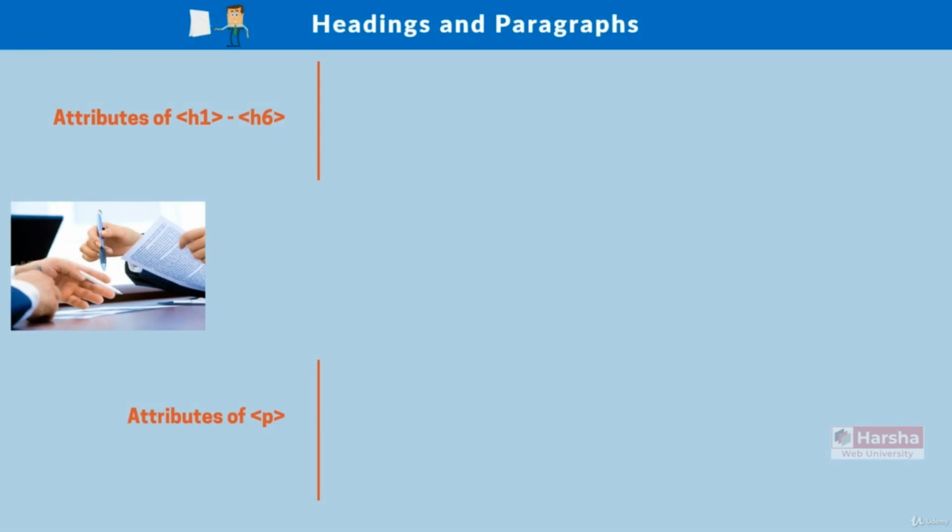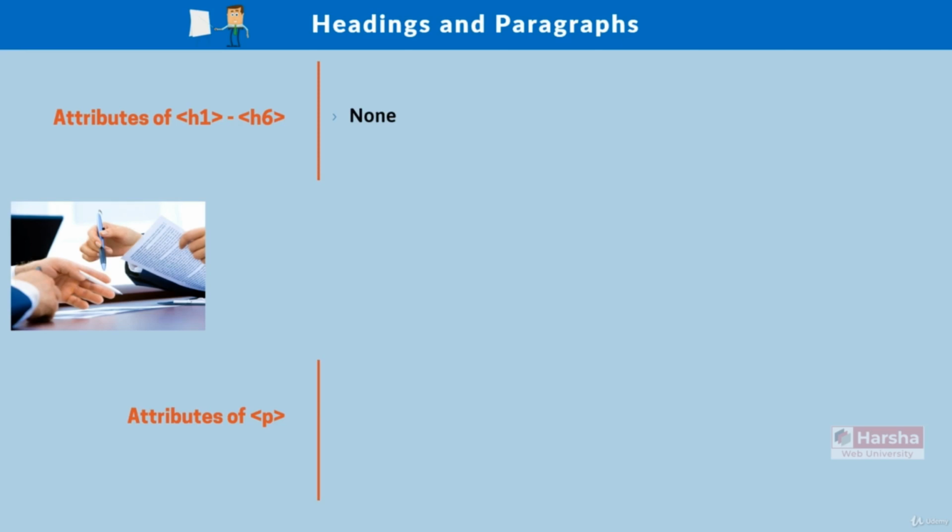Attributes of heading tags, that is H1 to H6. There are no attributes for heading tags. An attribute is a property that can be written inside the tag in order to describe how the tag has to appear. Every tag contains its own set of attributes in order to customize the output of that particular tag.